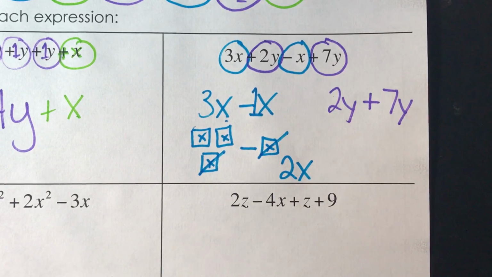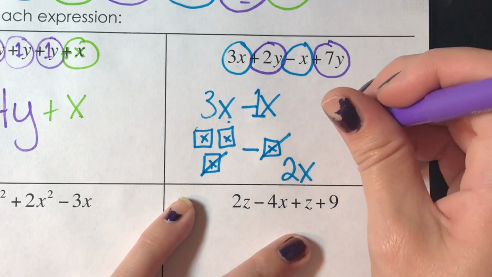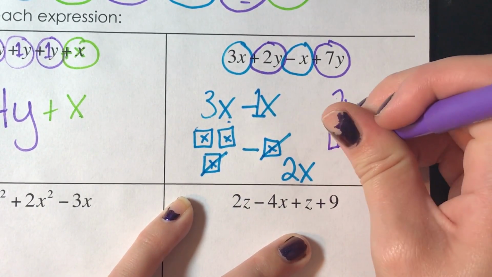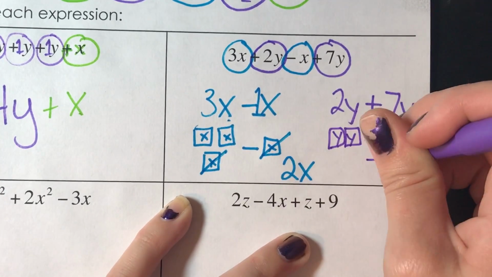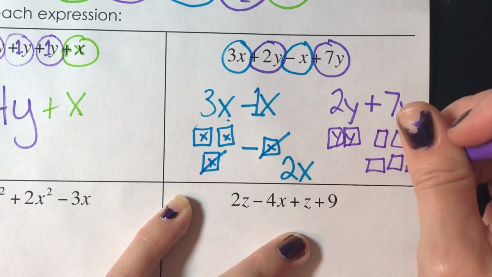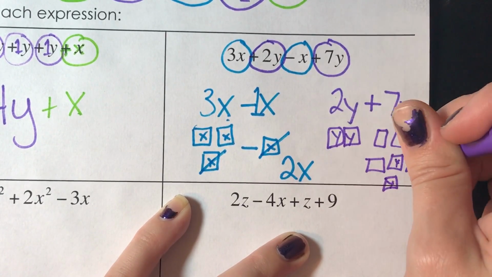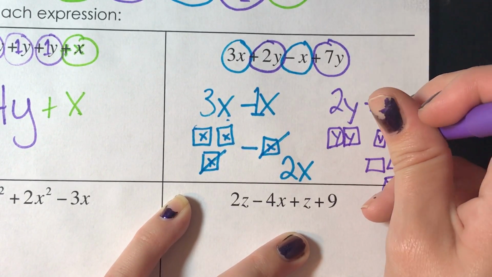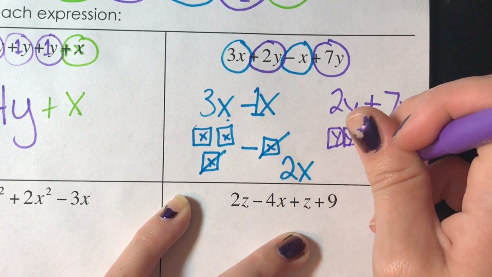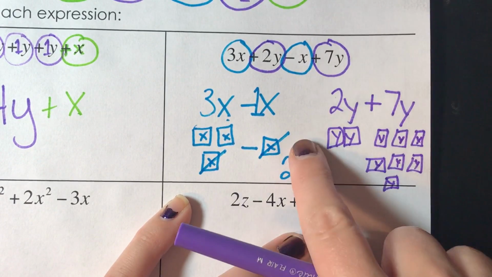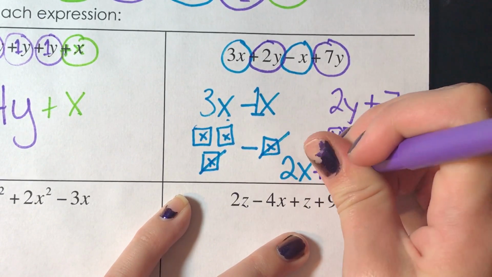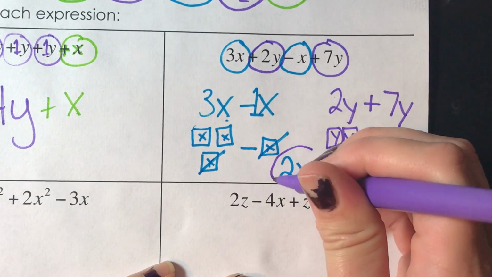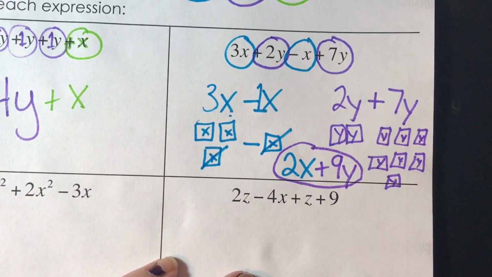So there's that. And then in purple, I need to combine 2 Y boxes with 1, 2, 3, 4, 5, 6, 7. You do not have to draw all the boxes, but I want to make a connection to our earlier notes and show you how many Y boxes I have now. Well, I actually have 9. So then it's plus 9Y. This is your final expression.